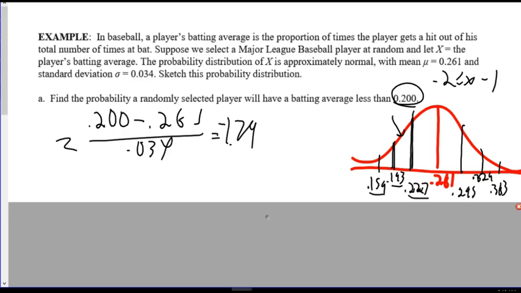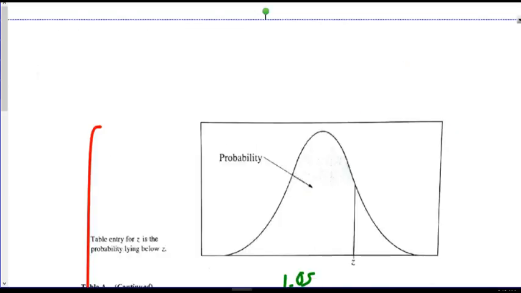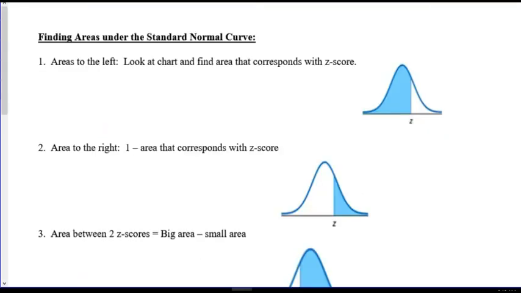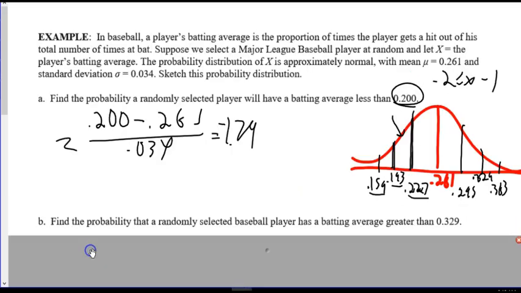Now all you do is go to the chart for negative 1.79. Here's negative 1.7. Go all the way across. There it is. 0.0367. So if we colored it in at 0.200 shaded left, that'd be about 3.67%. That's the probability that he'll hit under 0.200.